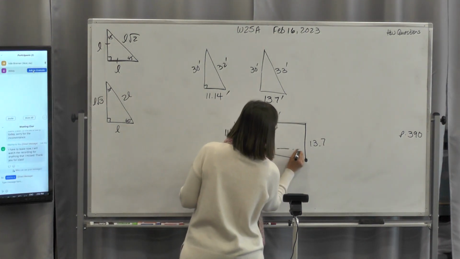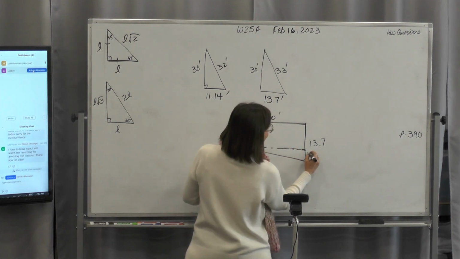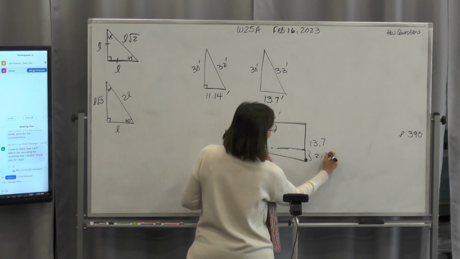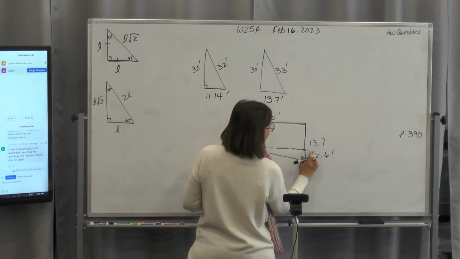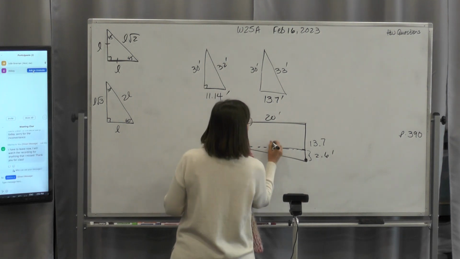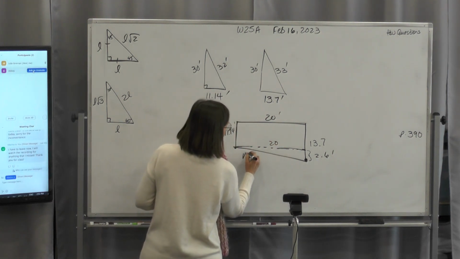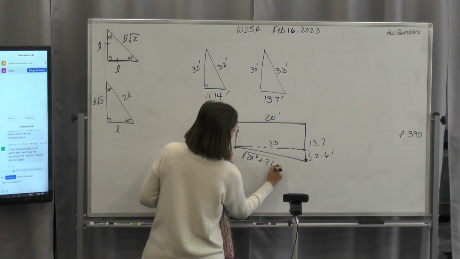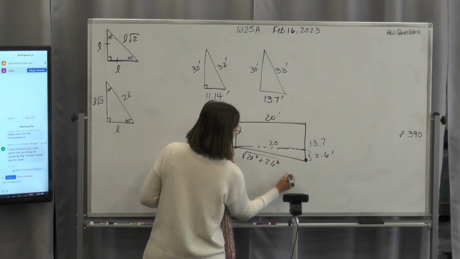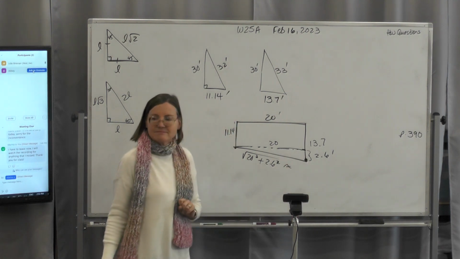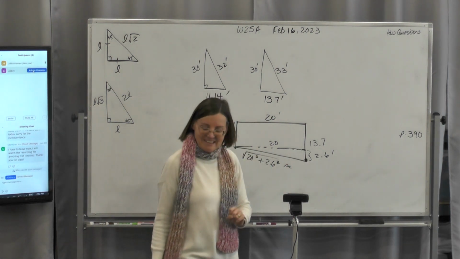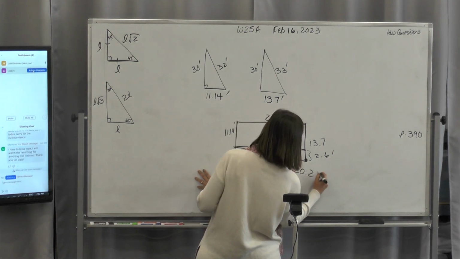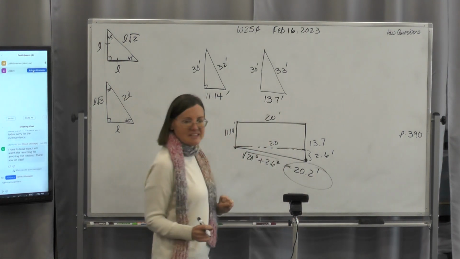You make a rectangle, right? I subtracted the 13.7 and 11.14. So what is this little bit? 2.6 feet, right? So now I have a 2.6 and a 20, and the square root of that, thank goodness for calculators. It should be longer than 20, and it turns out it is about 20.2. Not a whole lot longer, because 2.6 is relatively small compared to 20. So, 20.2 feet.